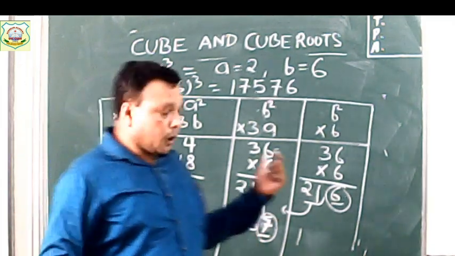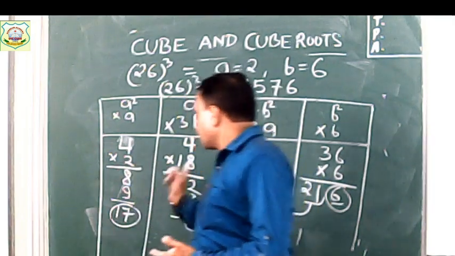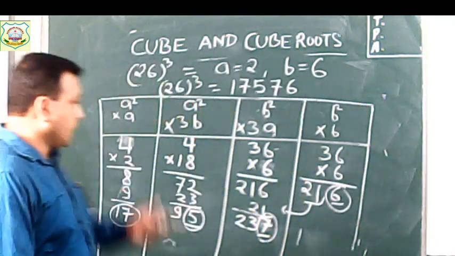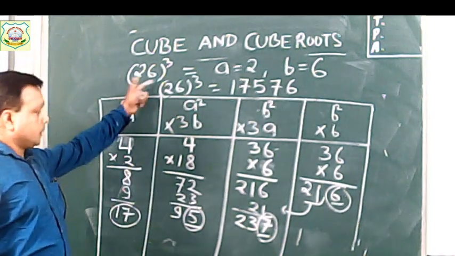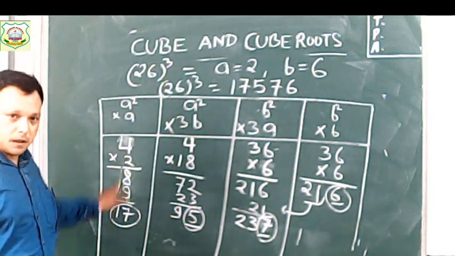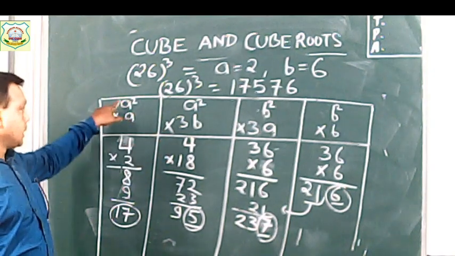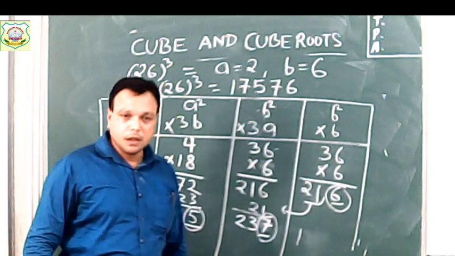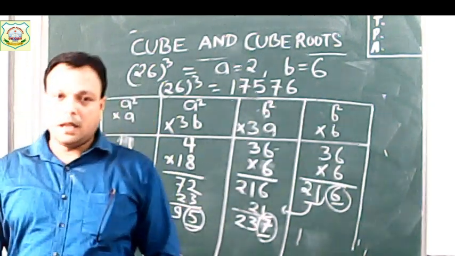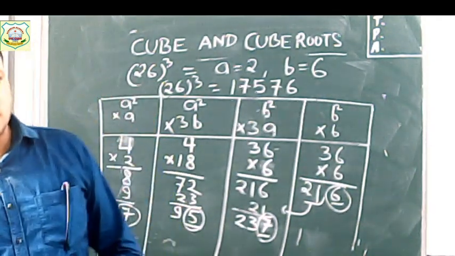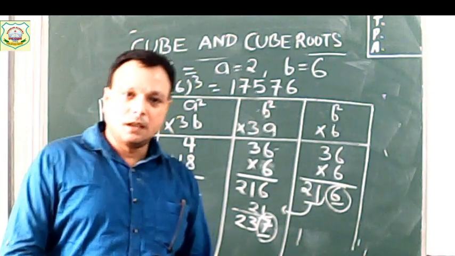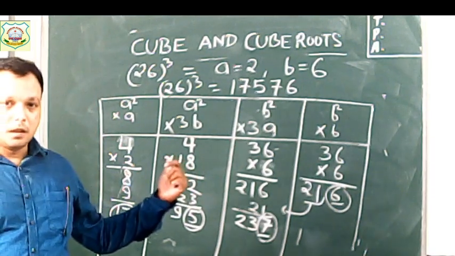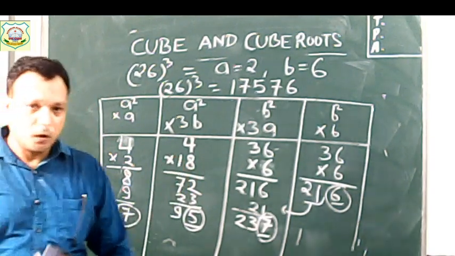Students, now what we have learned today: cube, perfect cube, and how to find it by a shortcut method. This shortcut method: a plus b whole cube means a cube, 3a square b, 3ab square and b cube. Students, the next exercise, that is 4c, we will start from the next class. Students, be prepared, and if you understood, then just note it down in your notebook.